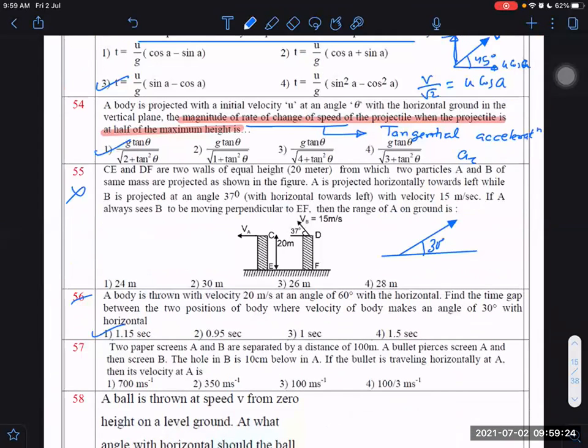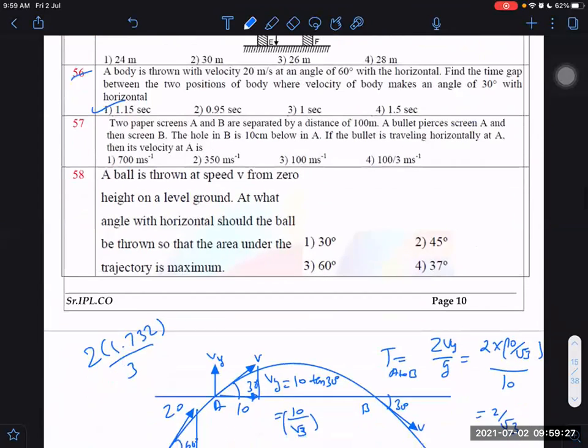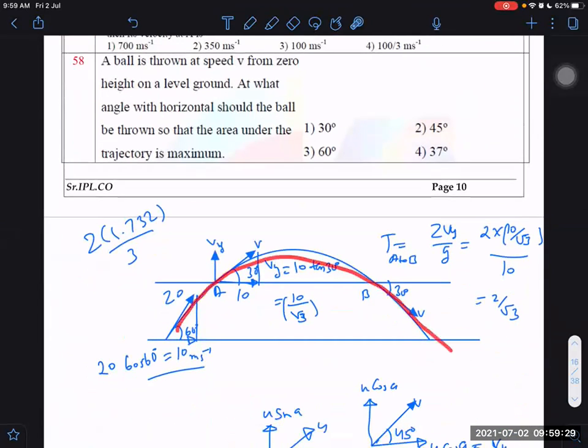Okay. In 56, have you seen this diagram? When it is projected here with 20 meters per second, they are saying we have to find the time interval between those two positions A and B at which the velocity makes a 30-degree angle. If it is making 30 degrees here, then here also it will be 30 degrees at the same horizontal level. Right or not? Yes, sir. That time we have to find out.